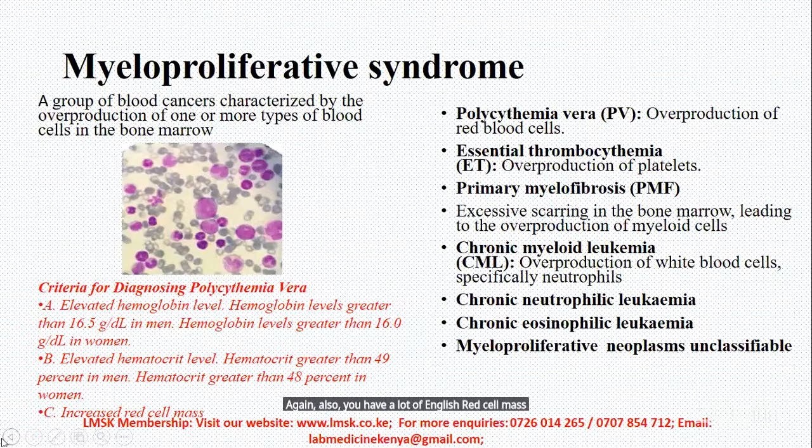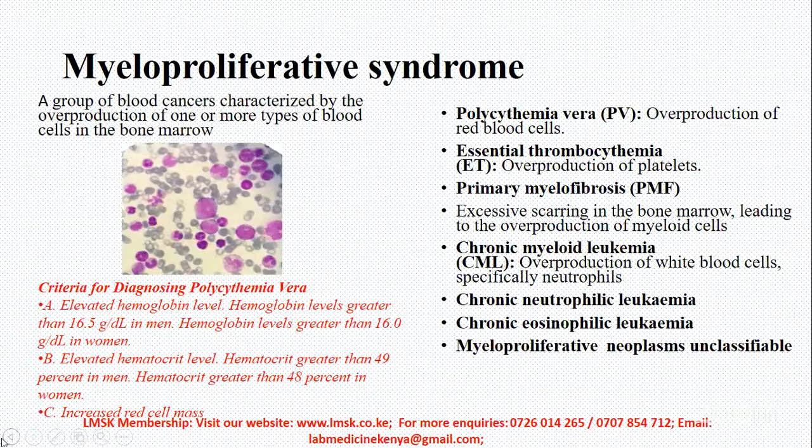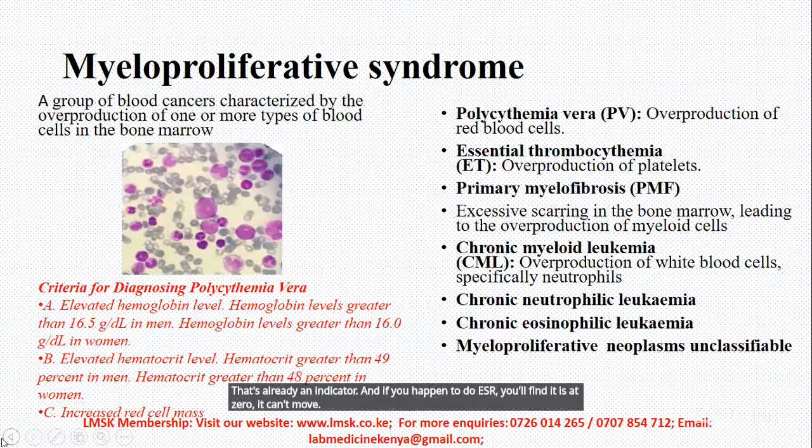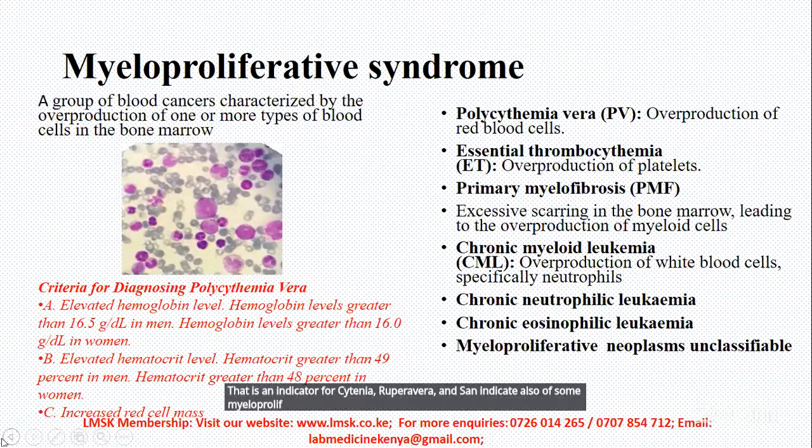Occasionally when you want to make a PPF, you spread the smear, but it can't move. It makes a very short smear, which is very dark. That's already an indicator. And if you happen to do ESR, you'll find it is at 0, it can't move. That is an indicator for polycythemia rubra vera, and also for some myeloproliferative syndrome in the bone marrow.